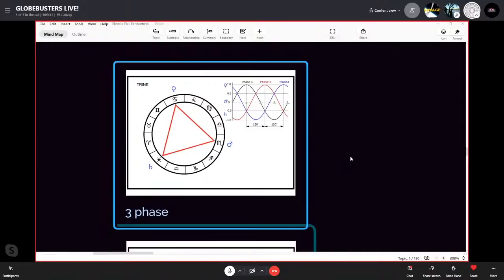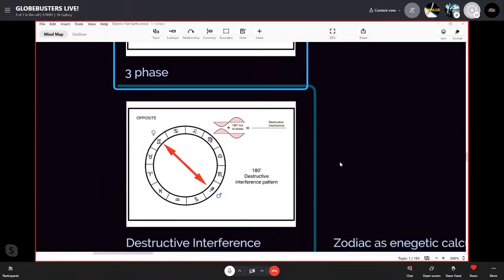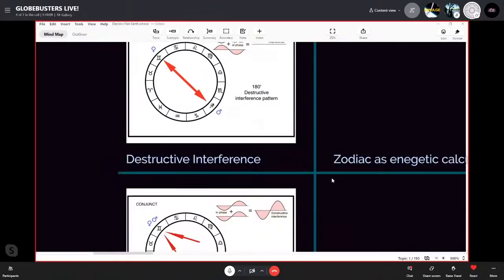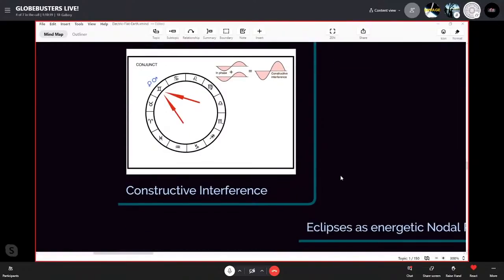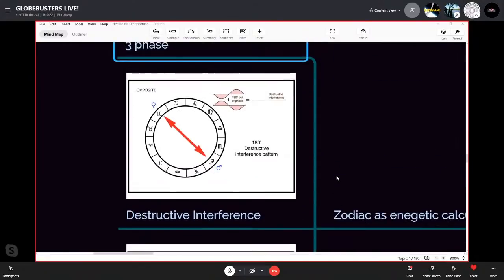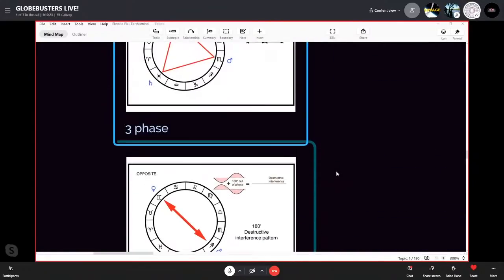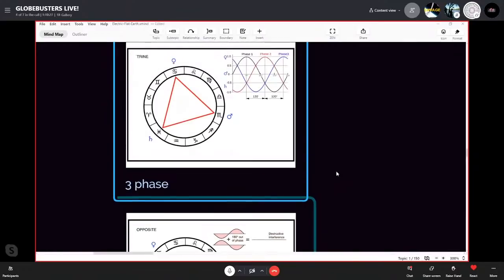and you apply it with some of the ideas of sound and how these waves interact, then you start using it as an energetic calculator, where you can see where planets are opposed to each other. You get destructive interference, these interference patterns, as well as when the planets are conjunct, you'll get constructive interference, which is they're in phase. So there's something very interesting about using it as a calculator for the sky energetics, in a sense.